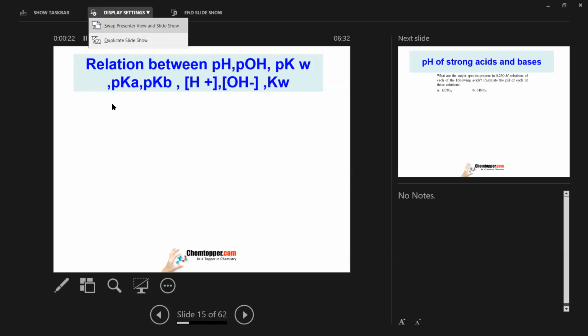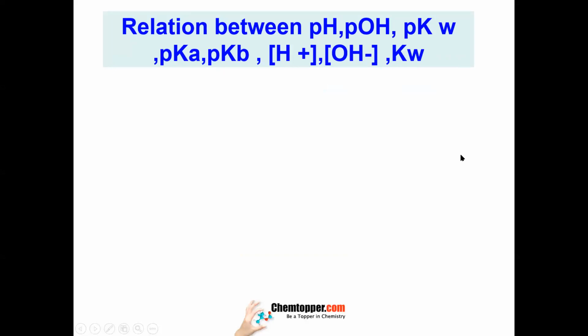We did autoionization of water in the last class, and there we discussed that concentration of H plus times concentration of OH minus is Kw. Kw, the ionic product of water, the value is 1.0 times 10 raised to power minus 14 at 25 degrees Celsius. You change the temperature, Kw value changes. We did one question based on that.